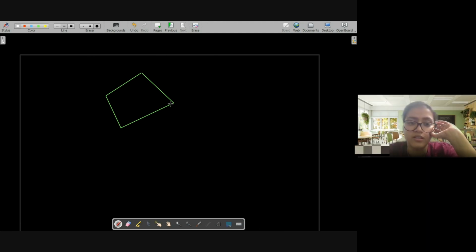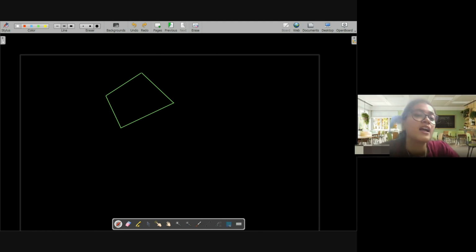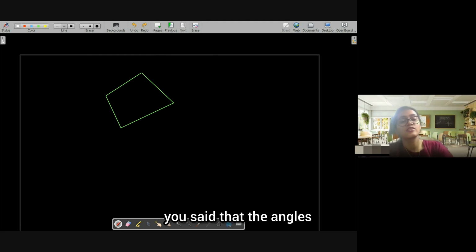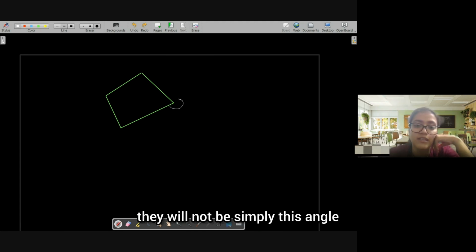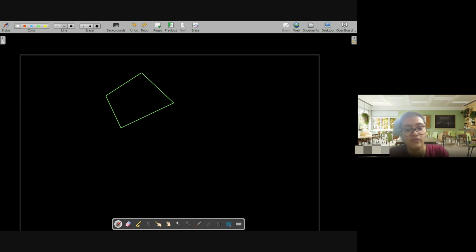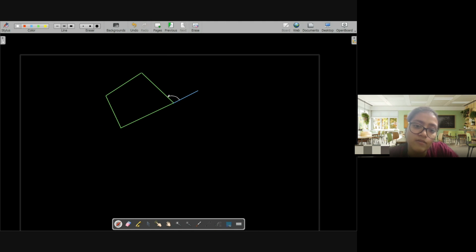Which one? Do you mean this one? Yeah, because I remember learning about alternate interior, exterior, but also parallel lines. That's different. That's for parallel lines. See, for exterior angles, you said the angles which are outside, but it will not be simply this angle. The exterior angles are formed when you extend a side of a polygon. If you extend this side, then the angle that you get, this one, is an exterior angle, okay?